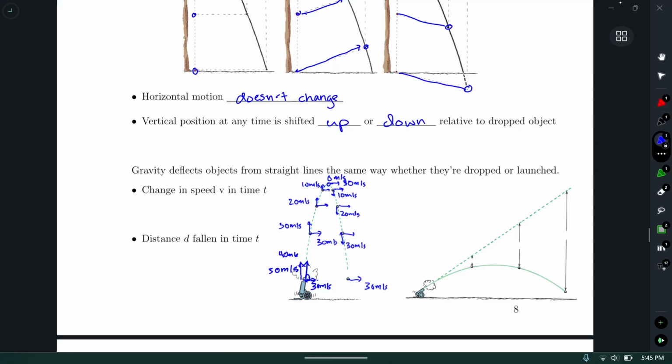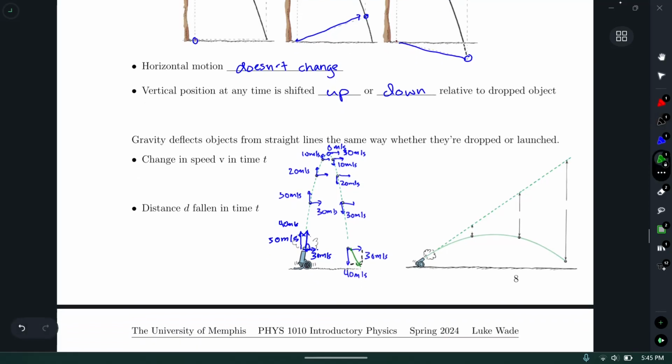So by the time it's back at its original height, it is now moving to the right at 30 meters per second and down at 40. You can put those back together, that's finding the resultant to get the overall, and you will find that overall is moving at 50 meters per second, just like when it was launched. And you could do the same for any other point to figure out exactly how fast the ball is going at any of them with the Pythagorean theorem.